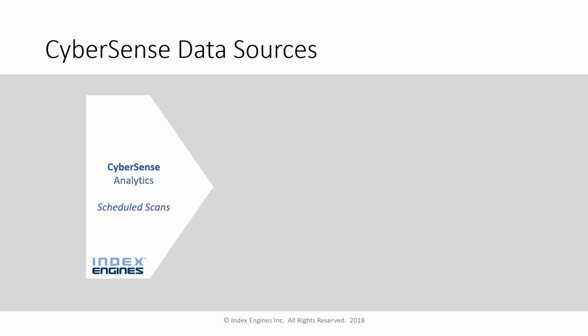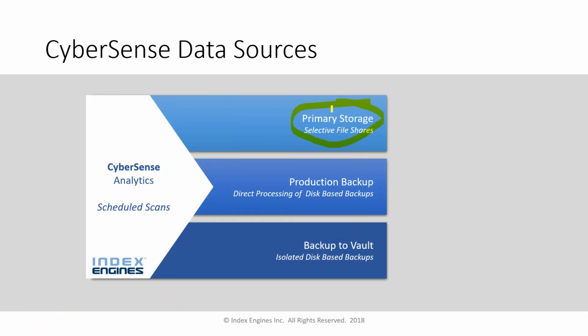So CyberSense can be implemented in the data center in a number of different ways. CyberSense can be implemented across primary data sources, so selective file shares, production backup data, so disk-based backup environments, or a vault configuration. This is a typical Dell EMC deployment of their cyber recovery solution, which is a vault-based isolated environment to protect the critical crown jewel data. So CyberSense analytics can be set up to have scheduled scans across any one of these environments, or a combination of the two. So you may want to scan some data on primary storage, but not put that data in the vault.